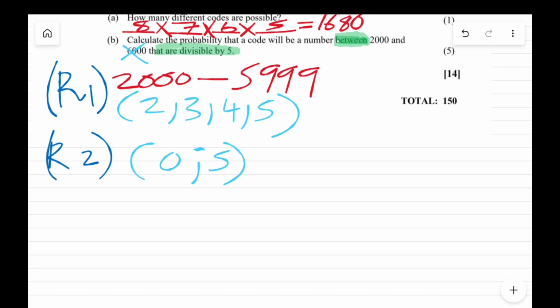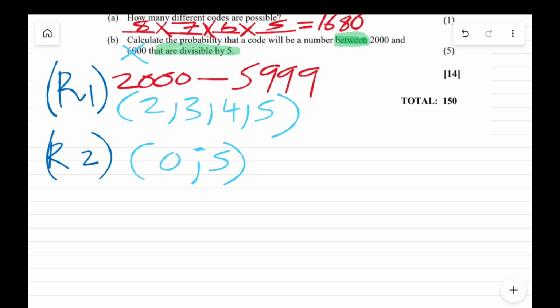The first restriction, they said between 2,000 and 6,000. But when they say between, just note that 6,000 is excluded, which means we are going to look at numbers from 2,000 to 5,999. That is the first restriction. Second restriction, they continue to say that it is divisible by 5. Divisible by 5, it must be a number that is ending with a 0 or 5. So it means we're going to look at 0 and 5.